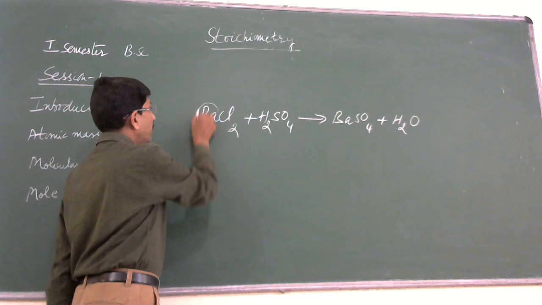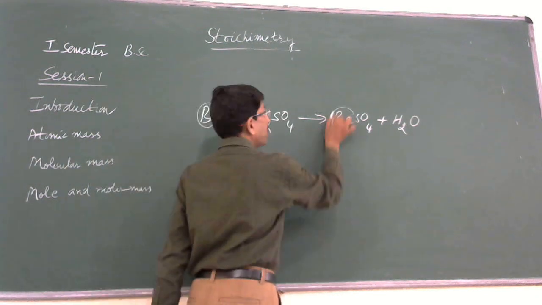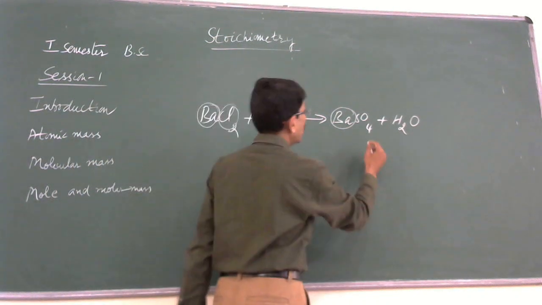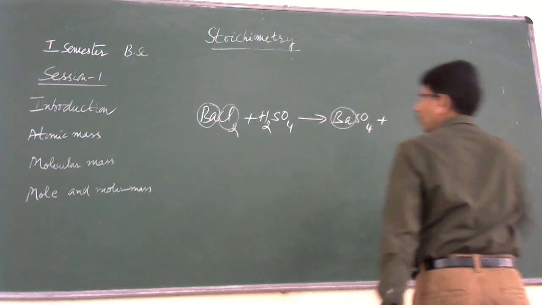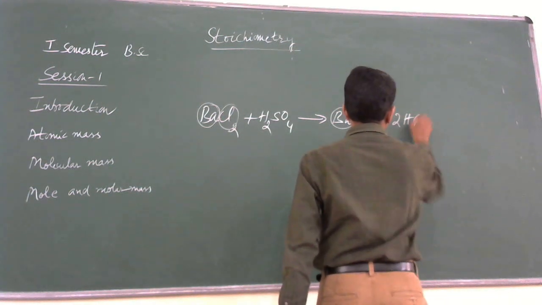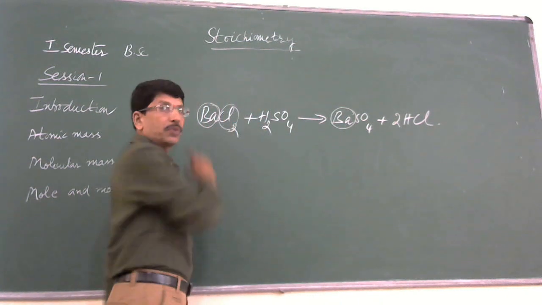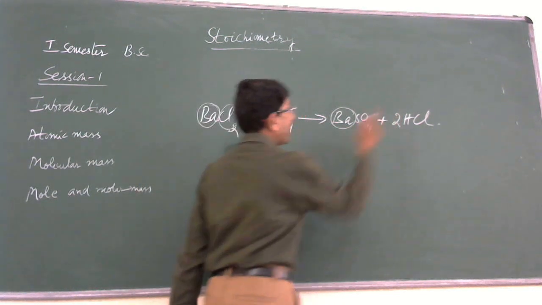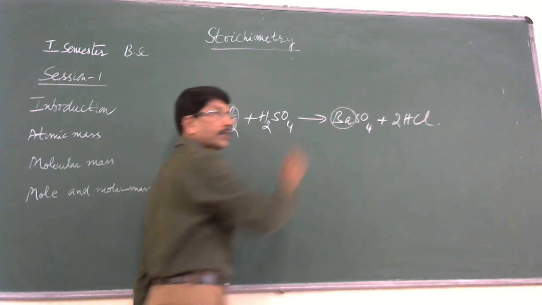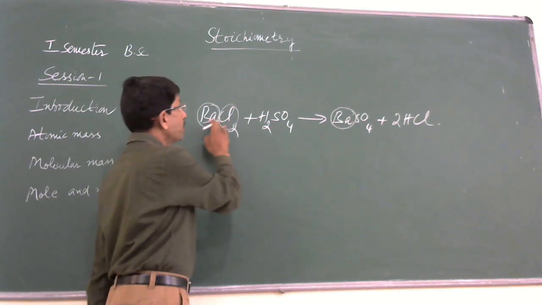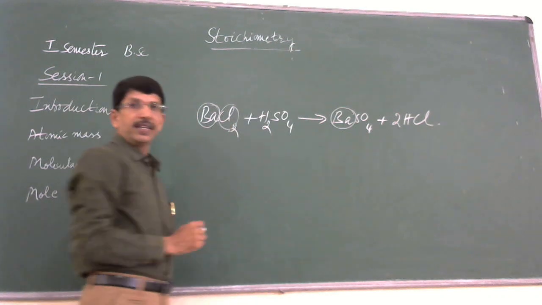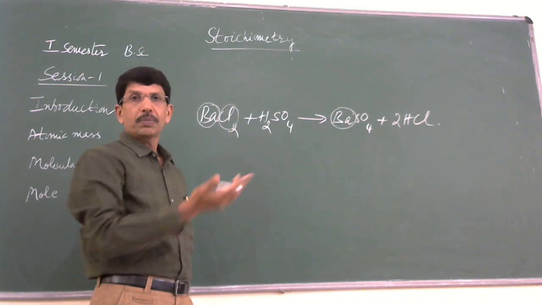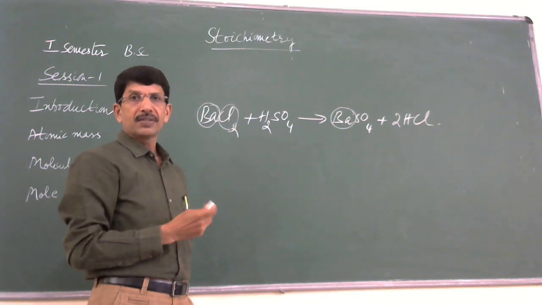For example, here we have one barium atom on the reactant side, one barium atom on the product side. We have 2 chlorine atoms here. Oh, sorry, it is 2 HCl. So we have 2 chlorine atoms here, and here we have 2 chlorine atoms. Then we have 2 hydrogen atoms here, 2 hydrogen atoms, one sulfate ion, the other sulfate ion. So the number of atoms of each of the elements present on the reactant side is the same as the number of atoms of that element present on the product side. So this is called balancing.